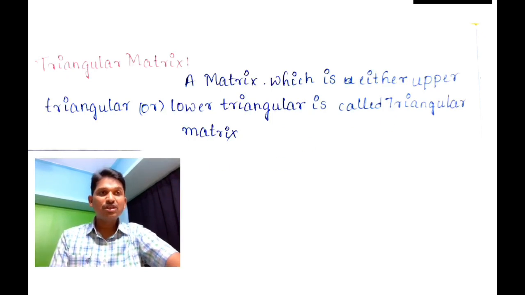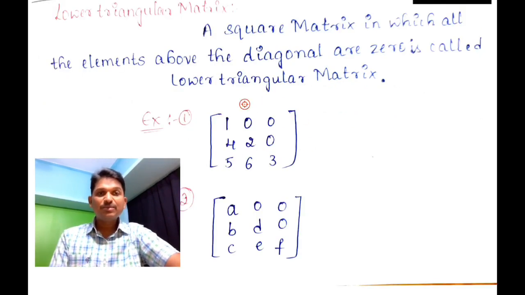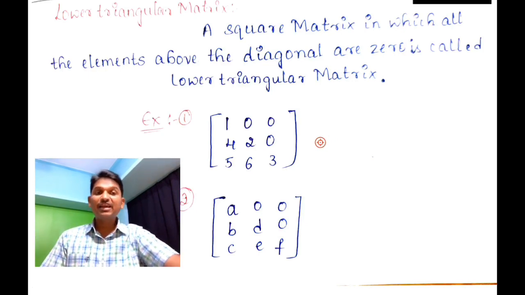For example, you see, what matrix is this? It is a lower triangular matrix. Is it a triangular matrix? Of course. What is a triangular matrix? A matrix which is either upper triangular or lower triangular is called a triangular matrix.